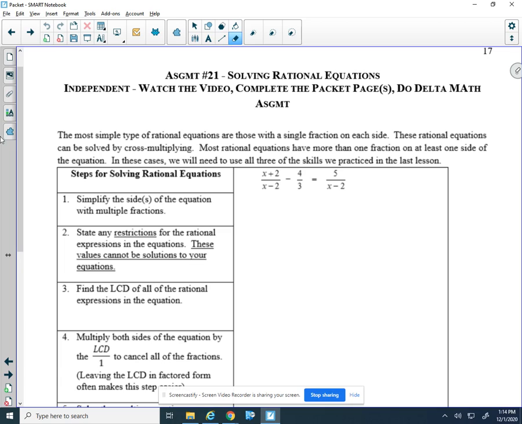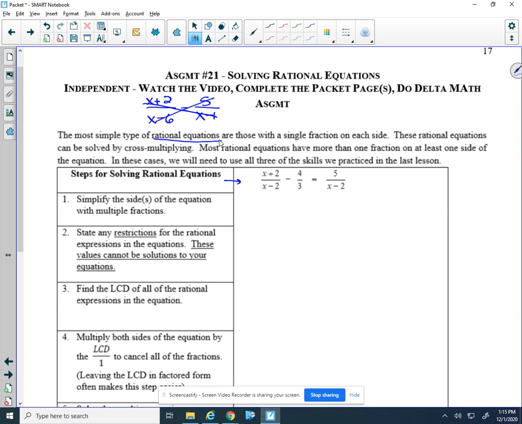Now, if you had a rational equation that just had one fraction on each side, something like this, you could just cross multiply, okay? The rational equations we're going to have in this lesson, though, have multiple rational expressions on each side where we have to add or subtract or do something like that. So in this case, we're going to simplify the sides of the equation with multiple fractions. Basically, we're going to get an LCD on all of our fractions so that they're the same.